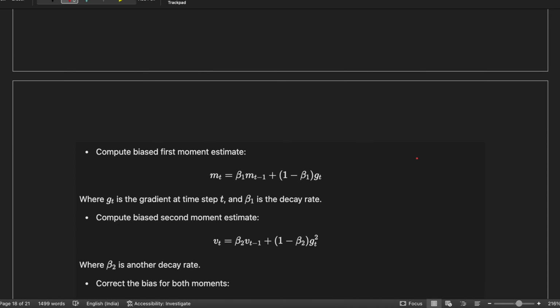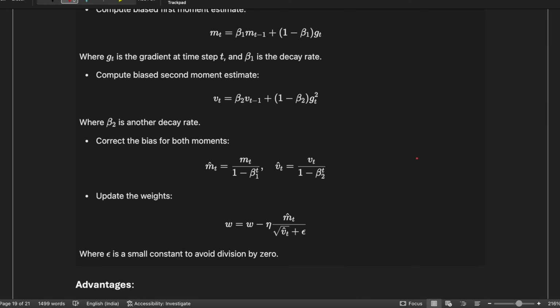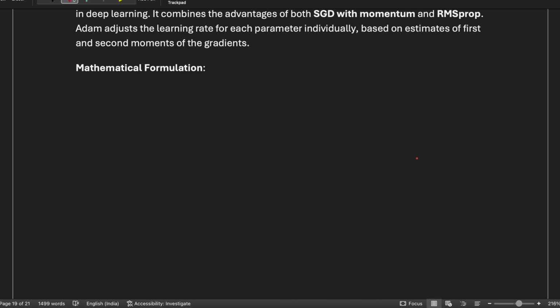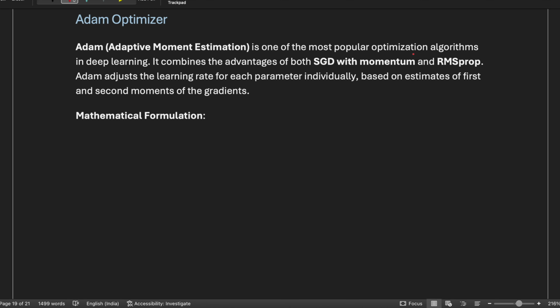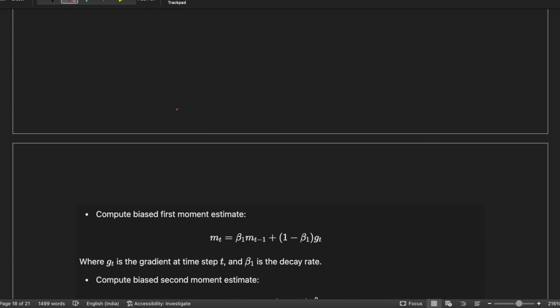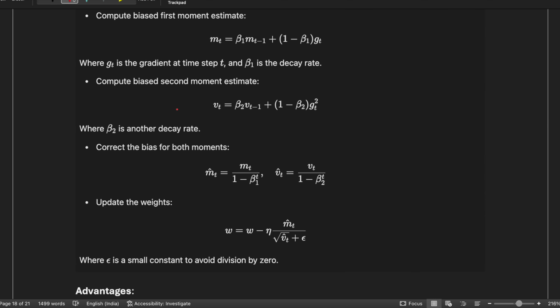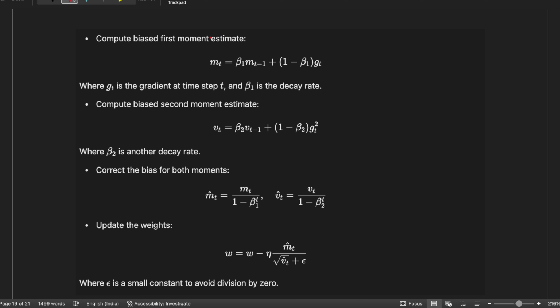Now if I go to the Adam optimizer, which is again a very important optimizer and the most famous one. Adam is one of the most popular optimization algorithms in deep learning. It combines the advantages of both SGD with momentum and RMSprop. Adam adjusts the learning rate for each parameter individually based on estimates of the first and second moments of the gradient. So again, it is taking the EWMA. Compute the biased first moment estimate. First we are calculating m_t. There are two terms basically, m_t and v_t.